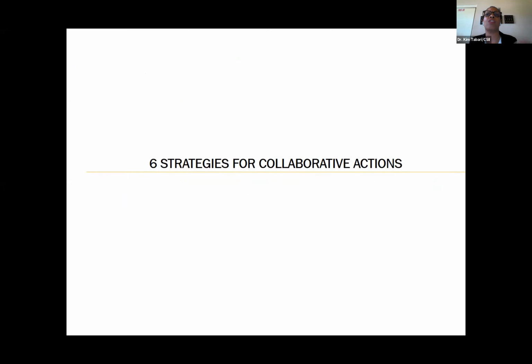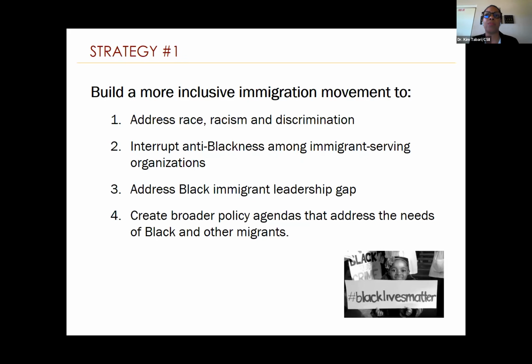So I want to close by just sharing 6 strategies for collective action when working with our immigrant communities. The first is to build a more inclusive immigration movement. And really, I'm thinking specifically to address race, racism, and discrimination, to interrupt any anti-Blackness among immigrant serving organizations, to address the Black immigrant leadership gap, and really to create broader policy agendas that address the needs of Black and other migrants, right? So that's the first strategy.